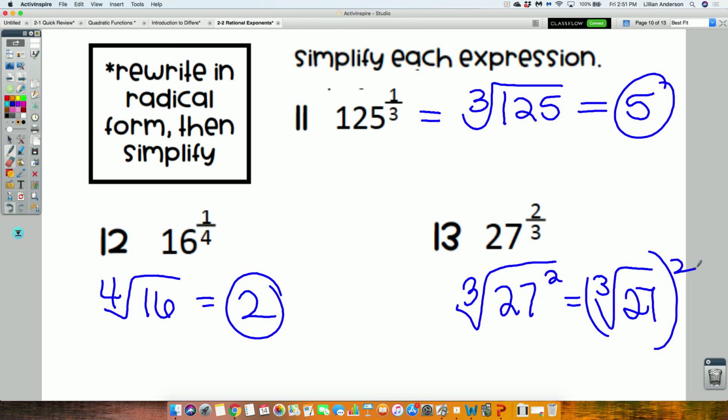Okay? What's the cube root of 27? 3. 3 times 3 times 3 is 27. So then it becomes 3 squared, and your answer would be 9. 27 squared is 729, and then you'd have to try and take the cube root of that. You have to know that that's 9. I'll try to break it down. Questions? Yes? Yes. Other questions?